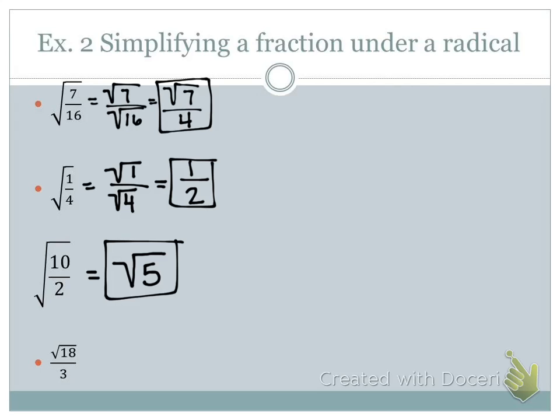And lastly, the square root of 18 over 3. I do not have a square root sign over 3, so that 3 is going to stay just like it is. But I can simplify 18. So I'm going to do upside down division.